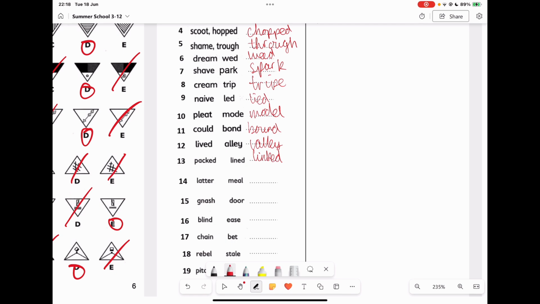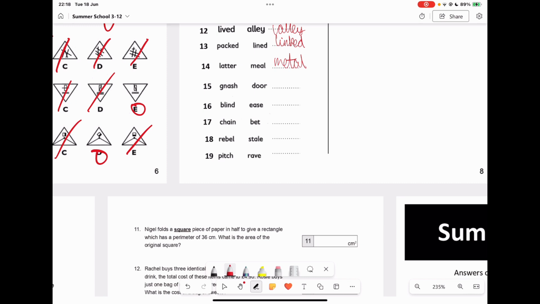Then latter and mill, we have metal. For Nash and door, we'll have donor. For blind and ease, we'll have lease. Chain and bet will have beat. Rebel and del will have real and stable. For pitch and rave, we'll have pith and crave.